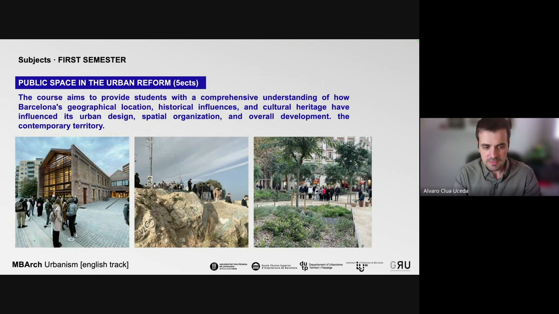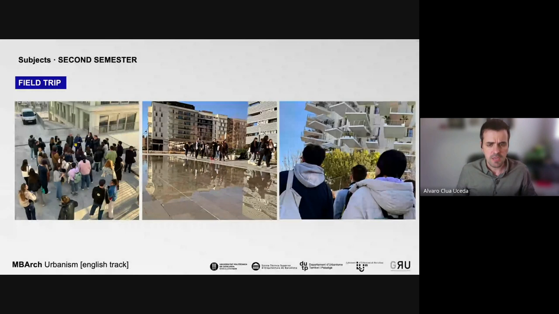Finally, the first semester has a course called Public Space in the Urban Reform. In this course, which is on Fridays, we try to go out into Barcelona. We have 5 lectures on Barcelona's urbanism and 5 visits to different places in Barcelona. For example, in this picture, you can see the visit to the 22@ district, to a prominent mountain in the center of Barcelona, and also the superblocks. These visits are done with the tutors and lecturers, and you can see for yourself the reality of urbanism in Barcelona.